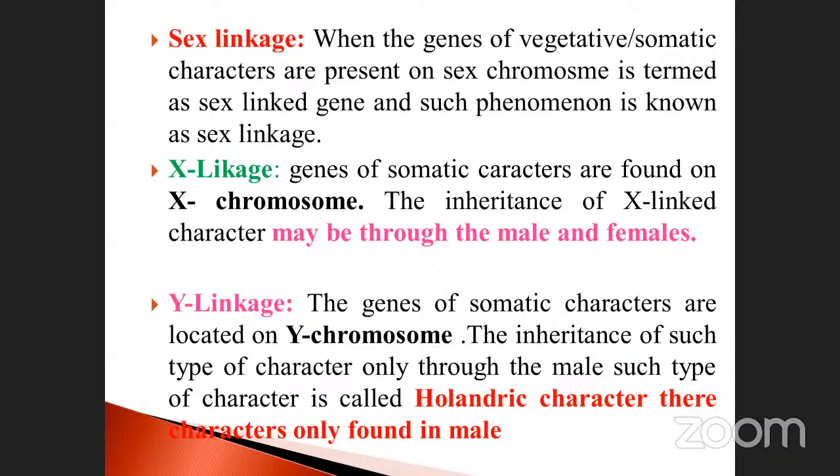Of these, 23 chromosomes segregate into the sexual chromosomes from the parent, male as well as female. Finally, when both gametes unite together, they form a zygote, which then undergoes meiotic cell division. Already we studied this in previous lessons. See here, what is sex linkage? When the genes of vegetative somatic characters are present on the sex chromosome, they are termed sex-linked genes, and such a phenomenon is known as sex linkage.